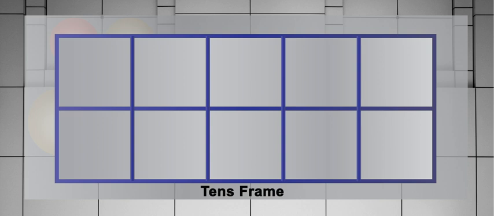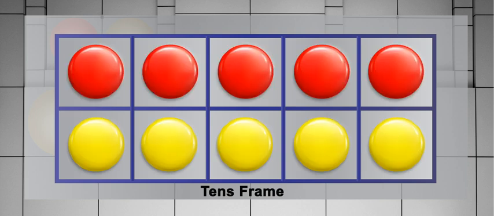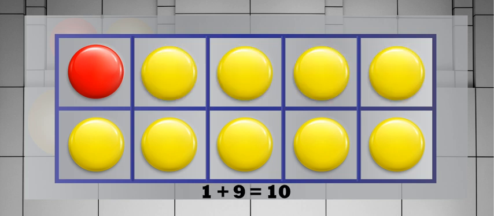For example, here is 5 plus 5. The red counters are the first 5, and the yellow counters are the other 5. Since all 10 cells are filled with counters, we have 5 plus 5 equals 10. Let's look at all the different ways of making 10. This is 1 plus 9 equals 10.